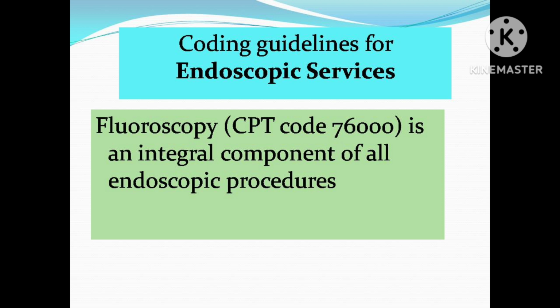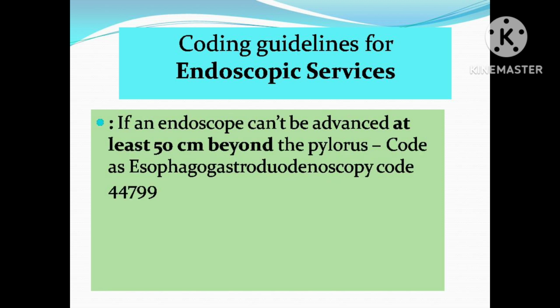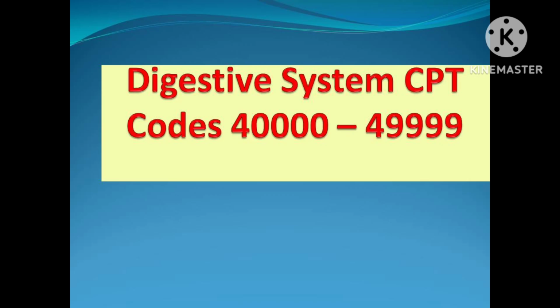Then if the endoscope can't be advanced at least 50 centimeters beyond the pylorus, we don't have a specific CPT code. For this procedure, we have to code the esophagogastroduodenoscopy unlisted CPT code 43499 only. So that's all about the endoscopy basic guidelines. This is very basic.